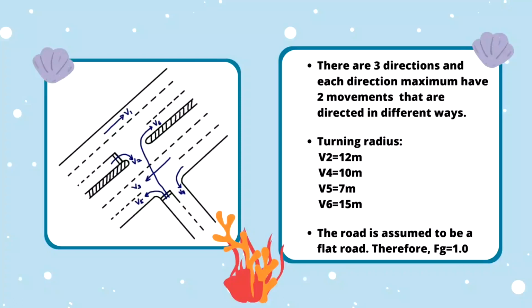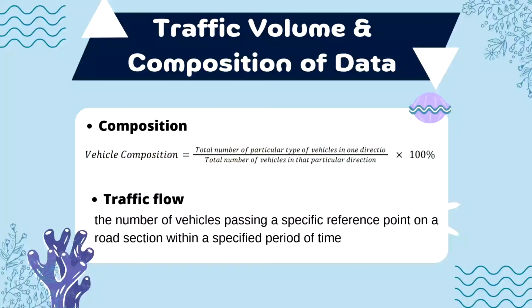Next, as we can see, there are three directions and each direction has a maximum of two movements. They are directed in different ways. Therefore, we mark them V1 until V6 for each movement. We also determined the turning radius for V2, V4, V5, and V6. Since the route is assumed to be flat, the grade of the route is equal to 1.